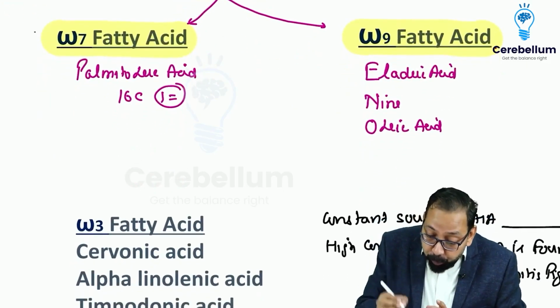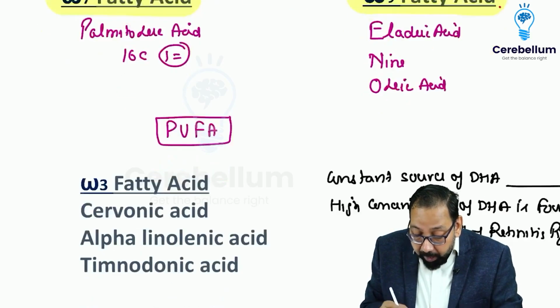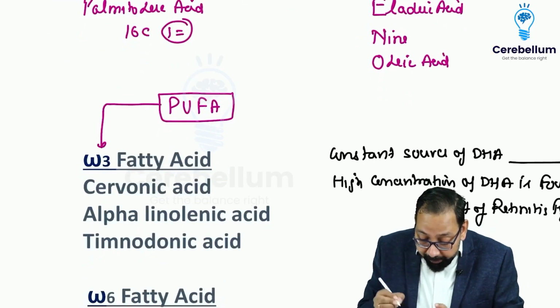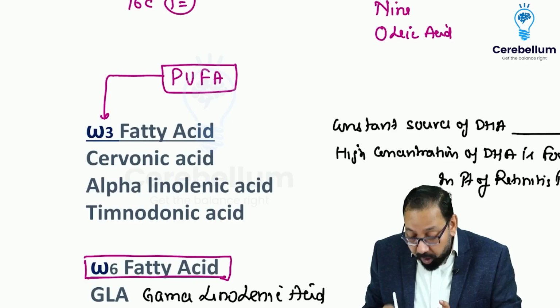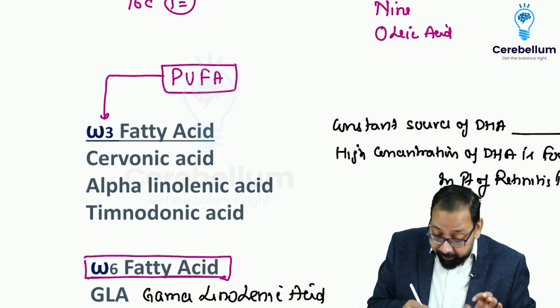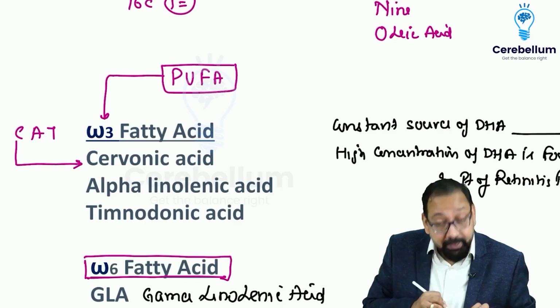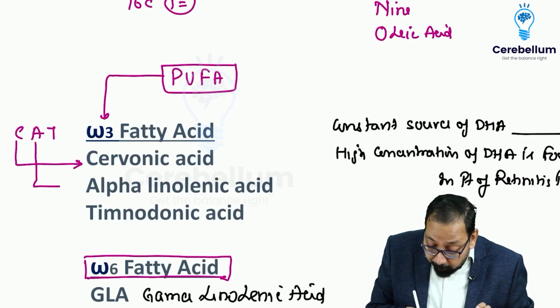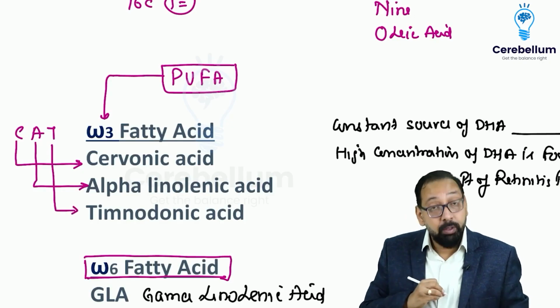Now we come to PUFA, polyunsaturated fatty acids. Examples are omega-3 and omega-6. So omega-3 and omega-6 are PUFA. You must know the examples of omega-3 first. Mnemonic is CAT. C for cervonic acid, A for alpha-linolenic acid, T for timnodonic acid.